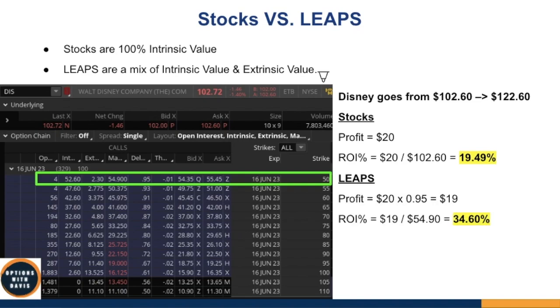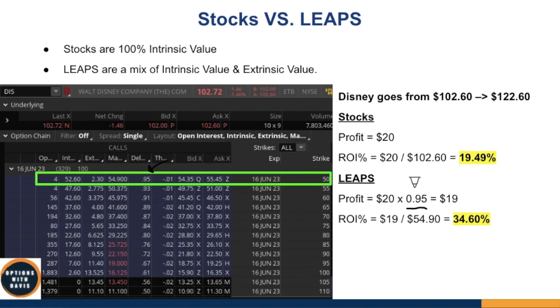What about for LEAPS? How do we calculate the profit? Basically, a rough gauge is by taking a look at delta. If you're not very familiar with what delta is, delta basically measures the rate of change in the option's value per $1 move in the underlying stock. So if the underlying stock goes up $1, all else being equal, this option value will increase by 95 cents. And if the stock was to drop $1, then the option value would also drop by 95 cents. This is what delta measures.